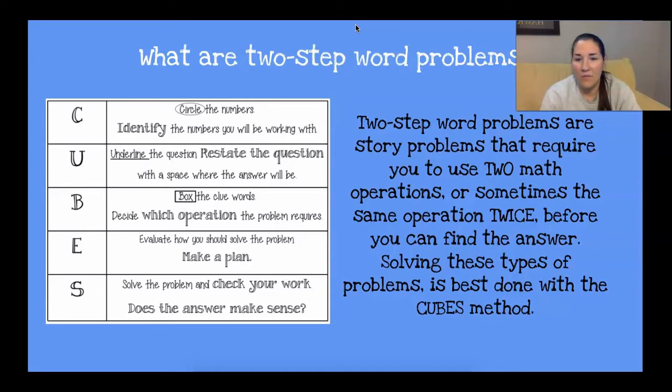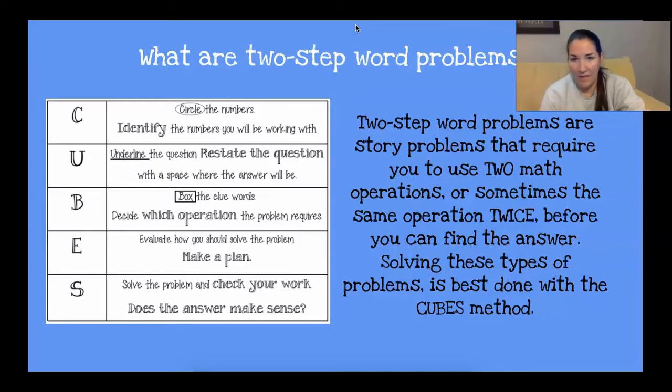And then S means we're going to solve the problem and check your work to make sure that it makes sense. That's going to be a big thing, is we have to ask ourselves when we come up with an answer, does that make sense with what it was asking? If not, then we need to go back and probably check what we did.